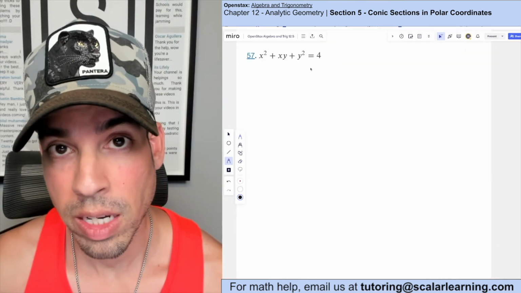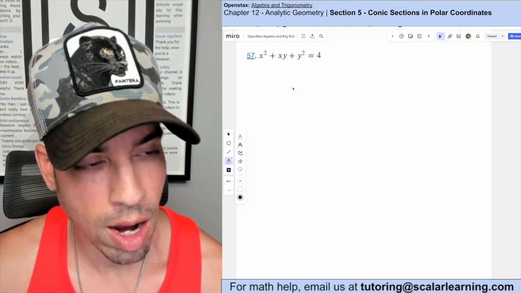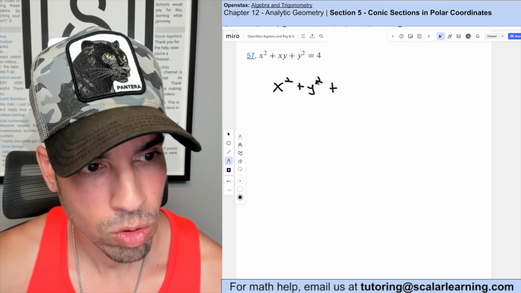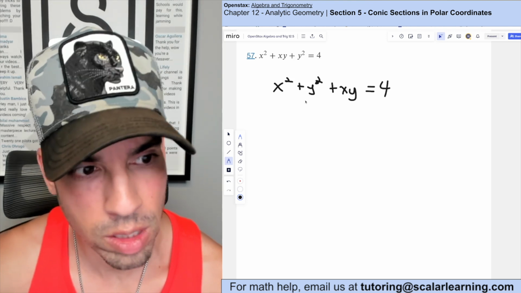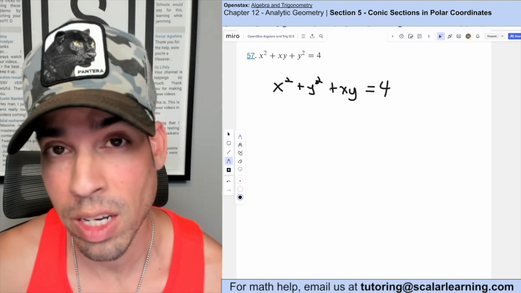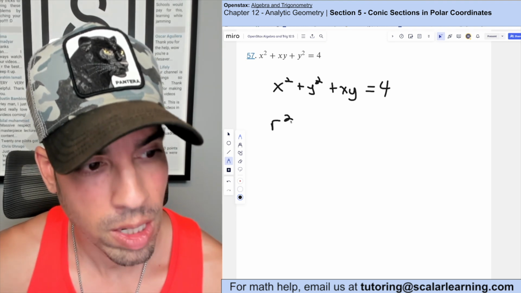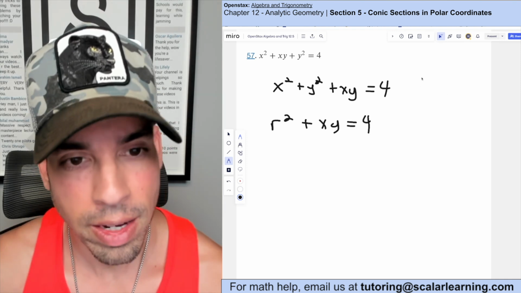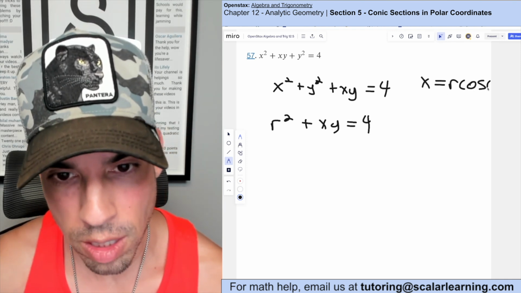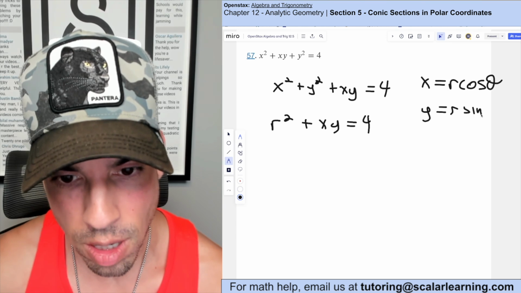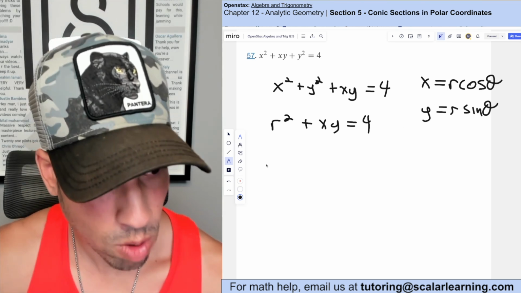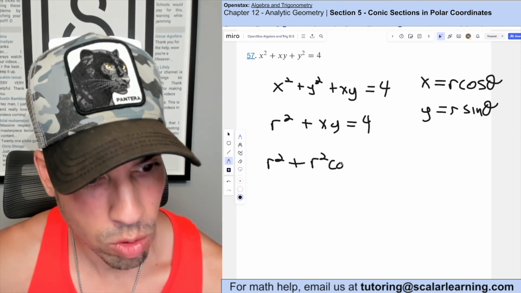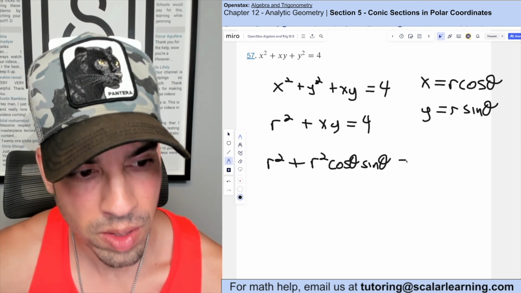Done. So for this, we're going to express it in polar form. How I'm going to do that is I'm going to first rearrange this as x squared plus y squared, putting those two terms together, plus xy is equal to 4. The reason why is because x squared plus y squared is actually equal to r squared. So that's going to begin my substitution: r squared plus xy is equal to 4. Now, x is also equal to r cosine theta, and y is equal to r sine theta. So as we plug these in for x and y, we get r squared plus r cosine theta times r sine theta, which is r squared cosine theta sine theta, is equal to 4.